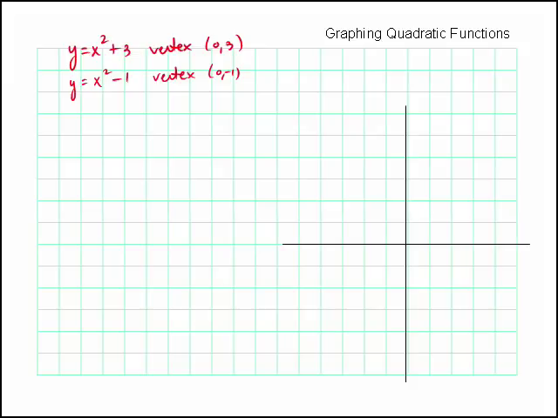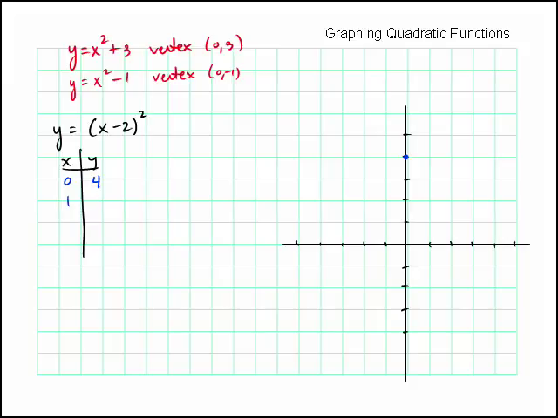Now, if I graph y equals x minus 2 squared, let's see what happens here. I'm going to plot points again. Table of points. If I plug in 0, I get 4. Right there.